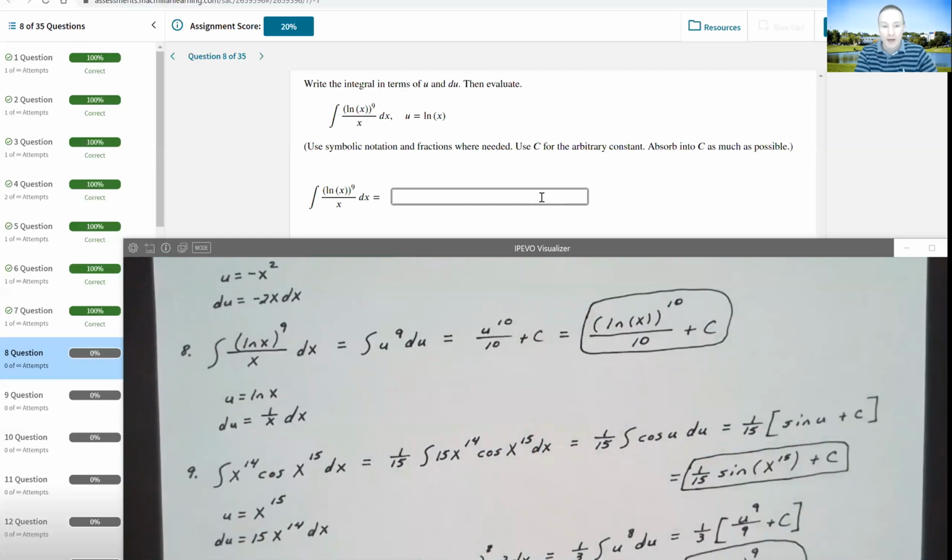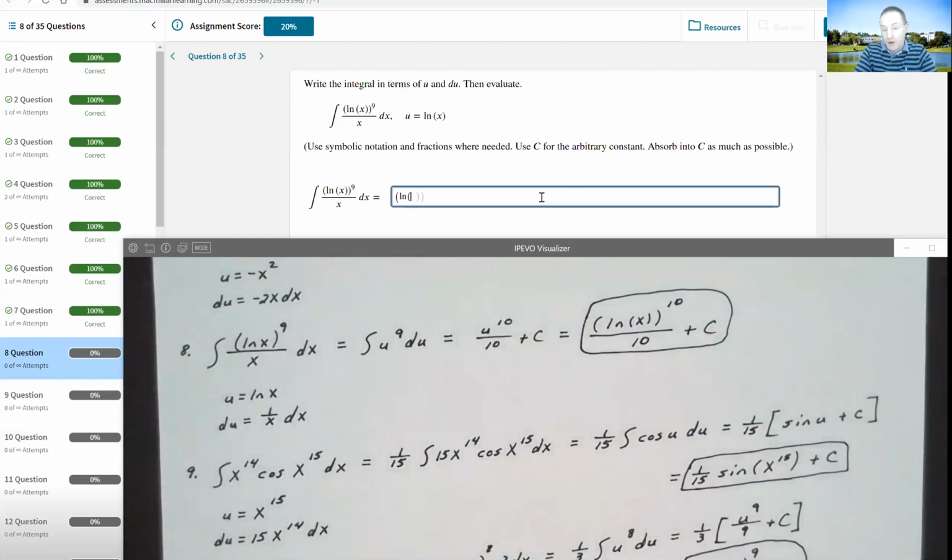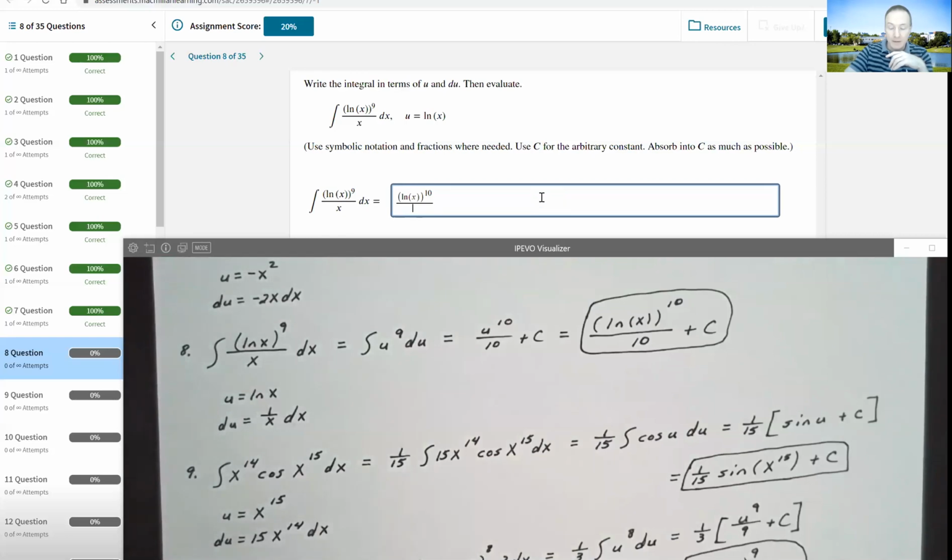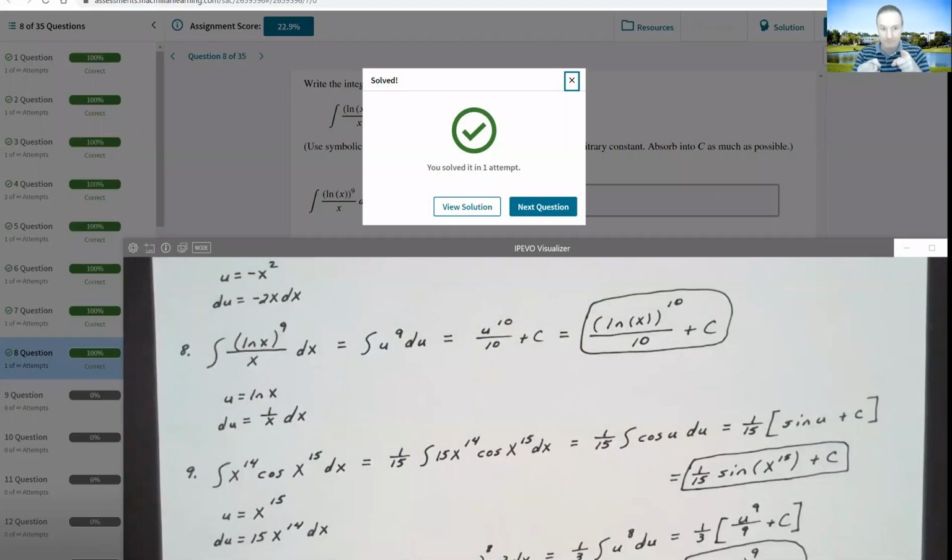So now when I try to put my final answer in, I'll say, well, it's going to be the group, and I'll have the natural log, and notice it automatically opens up a parentheses. So natural log of x, I'll close outside of the argument, go outside of the natural log and say that's raised to the 10th power. And then we had all of that divided by 10. So the natural log of x raised to the 10th over 10 plus our constant of integration. And that should be exactly what they want. It is.